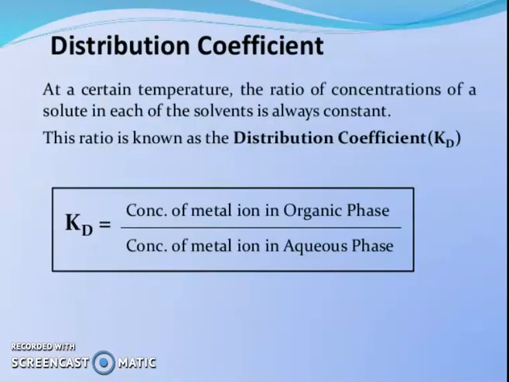So distribution coefficient, how will you calculate Kd values? At a certain temperature, the ratio of concentration of a solute in two solvents is always constant. This ratio is known as the distribution coefficient Kd. So Kd is equal to the concentration of metal ion in the organic phase divided by the concentration of metal ion in the aqueous phase.